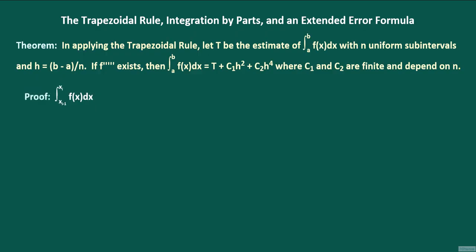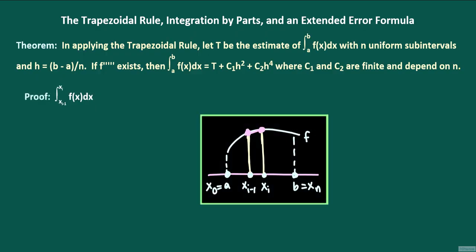We consider the integral of f over the ith subinterval from x sub i minus 1 to x sub i, where the x sub i's are the partition points of the interval and x sub i is a plus i times h. We will apply integration by parts repeatedly throughout the proof of this theorem. According to integration by parts, if u and v are functions of x, then the integral of u dv equals u times v minus the integral of v du.